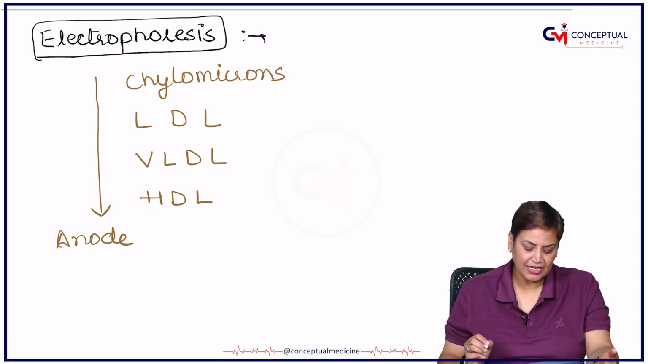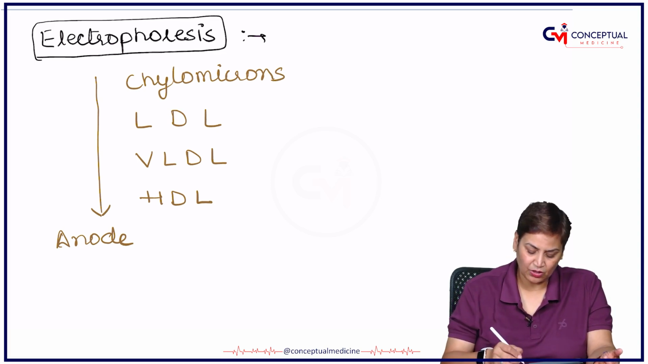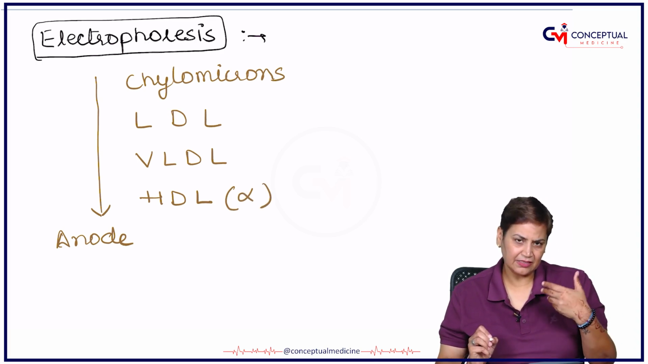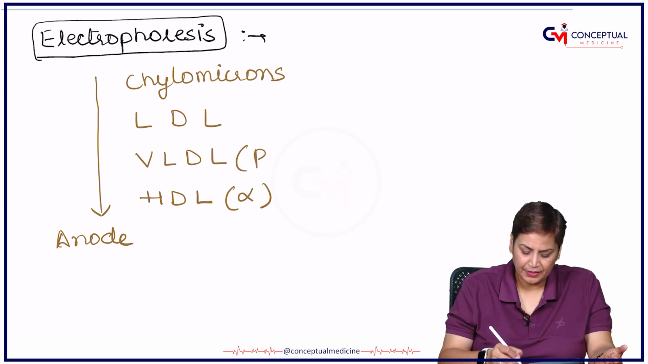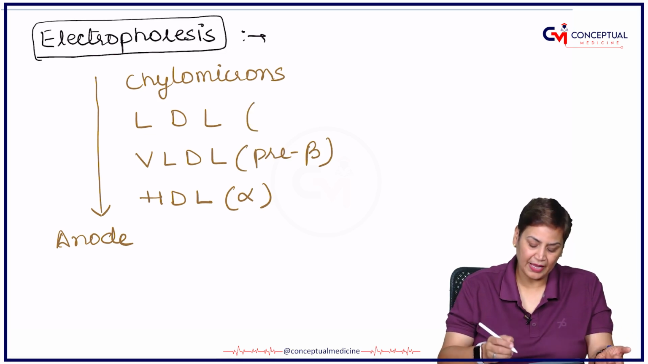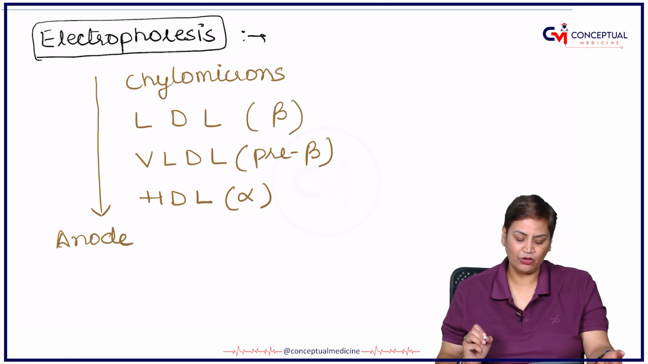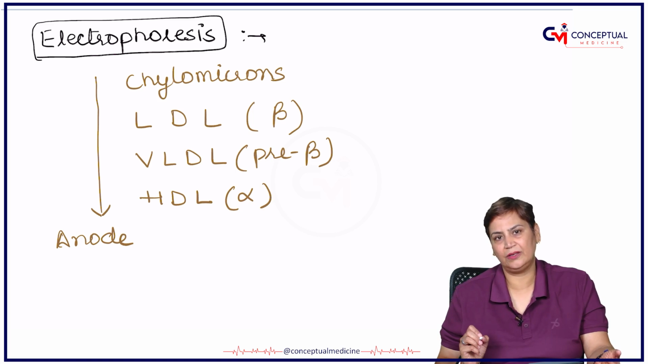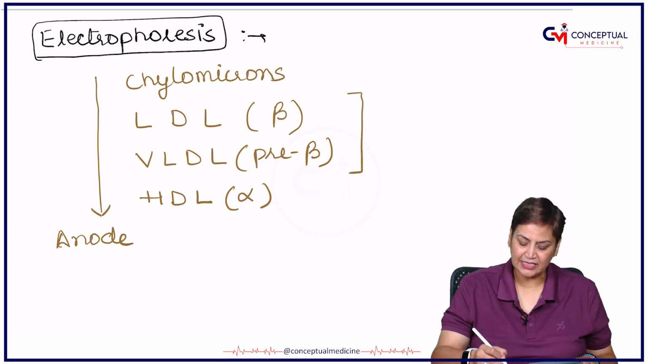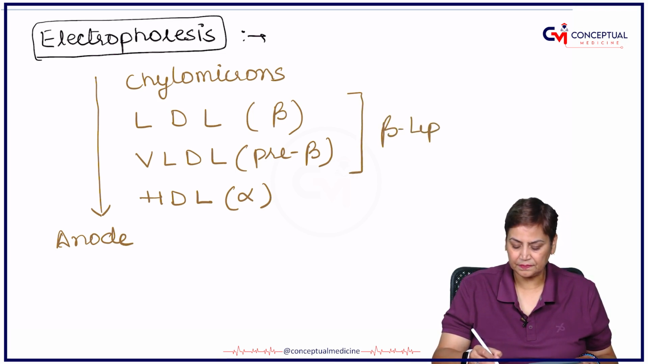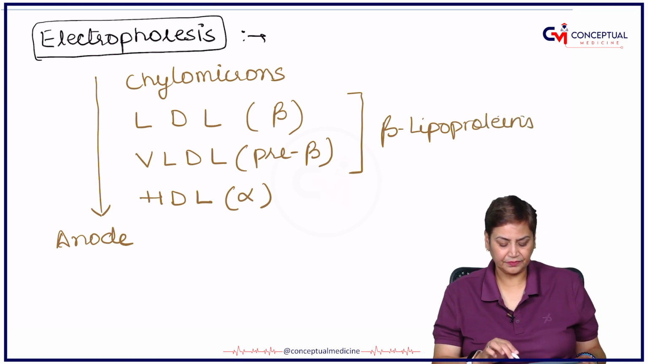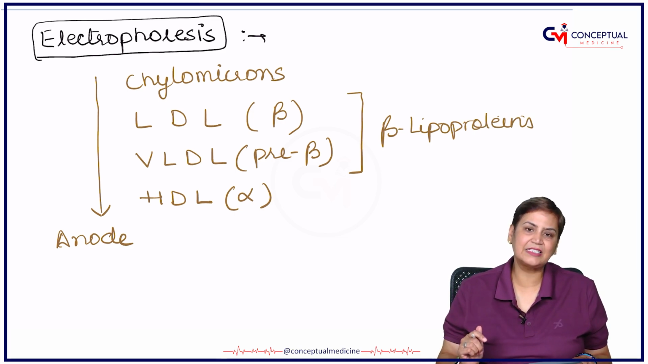And since HDL is moving at a faster rate, we will call HDL as alpha fraction. VLDL is behind that, so it is pre-beta fraction. LDL is more behind that, it is beta, and chylomicrons stay at the origin. So this is the movement, and that is why they are known as beta lipoproteins. And this is alpha. So alpha is the fastest moving fraction.